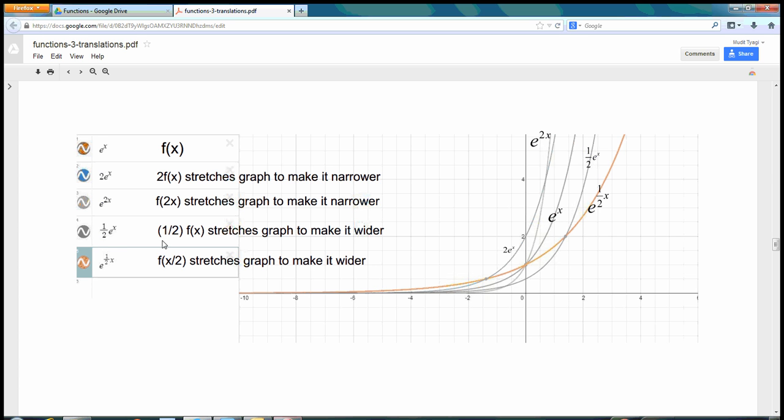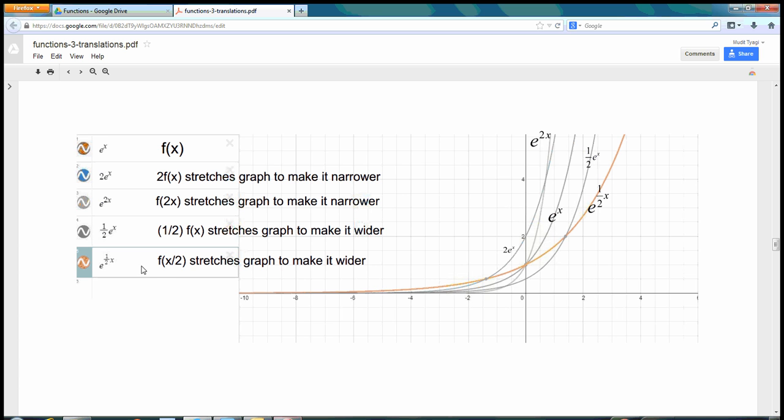Next, we look at the effect of multiplying f of x with a number that is less than 1, but it's still a positive number. So in this case, the graph of e to the x is right here, and the graph of half e to the x is this one. And you can see it's wider than the graph of e to the x. It's less steep. It rises slower than e to the x.